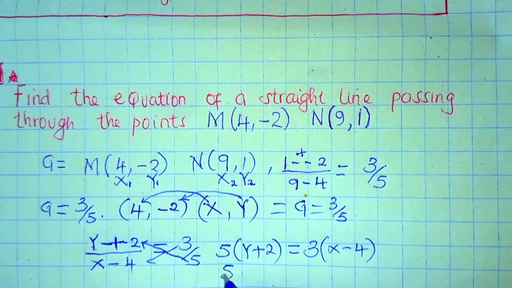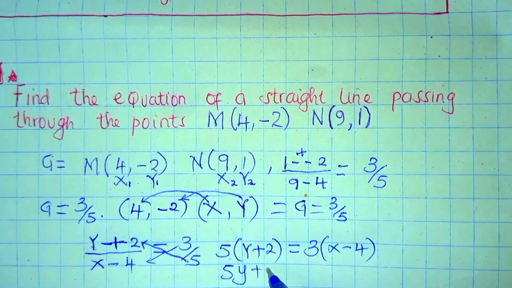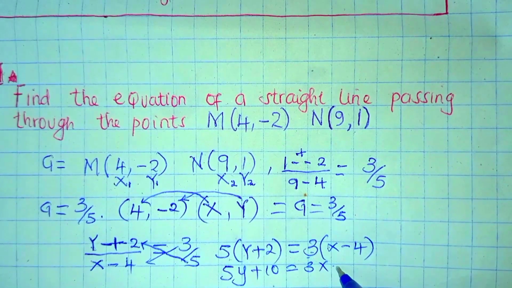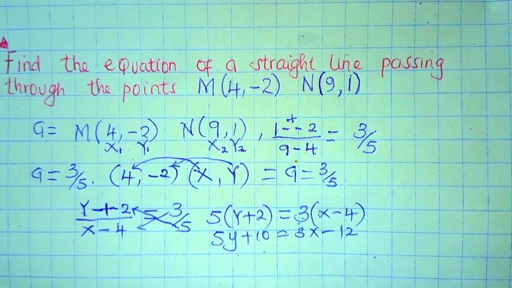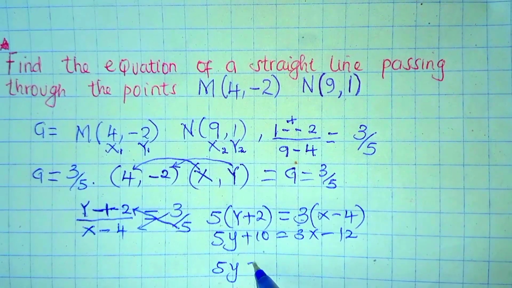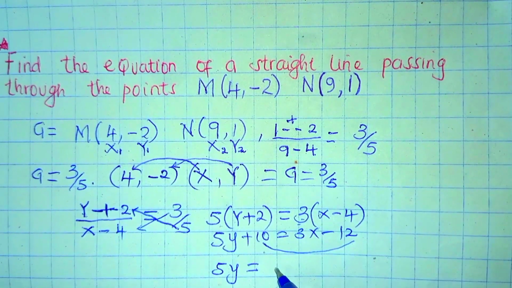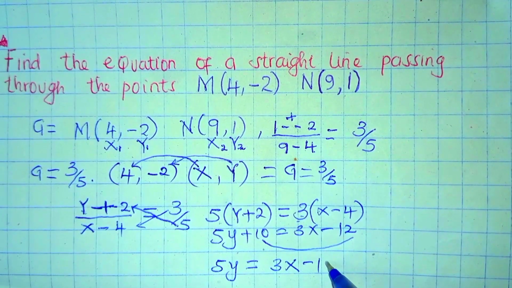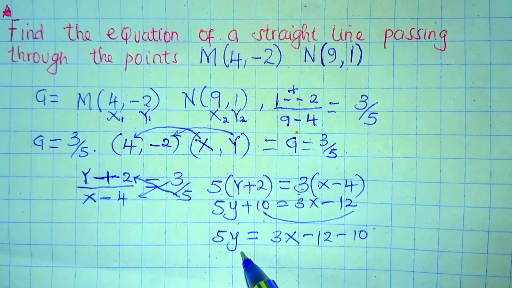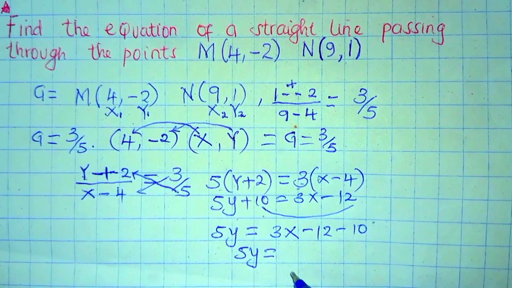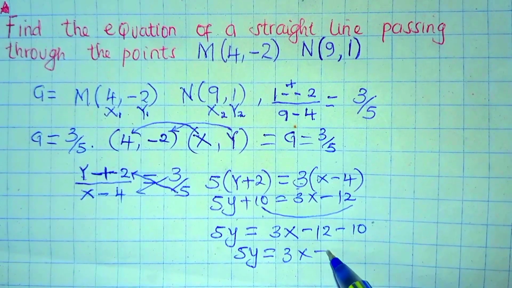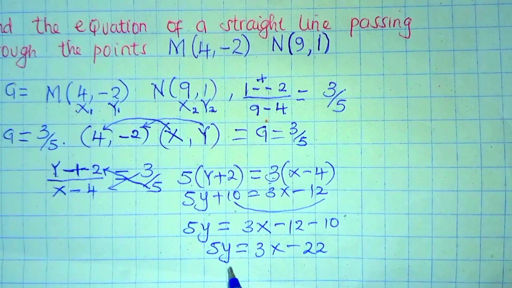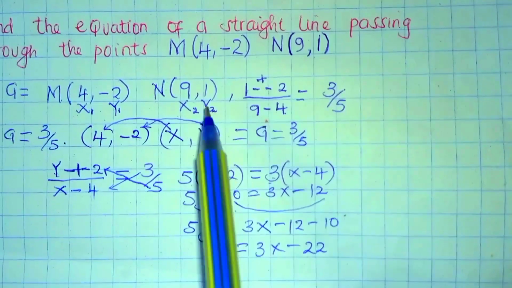So 5 by y is 5y, 5 by 2 is 10, equal to 3 by x is 3x, 3 by -4 is -12. So 5y is equal to, taking this 10 to the other side, 3x minus 12 minus 10. So 5y is equal to 3x minus 22. And this is the equation of this straight line passing through these points.